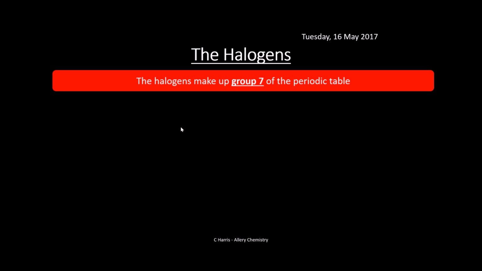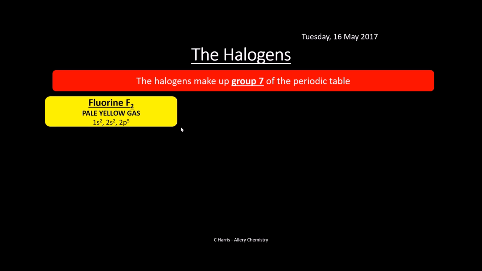Okay. Right, so let's have a look at some halogens. So the halogens make up group 7 of the periodic table. So we've looked at a bit of group 1, we've looked at quite a bit of group 2, so now we're looking at group 7. Okay, so the halogens make up group 7 of the periodic table.